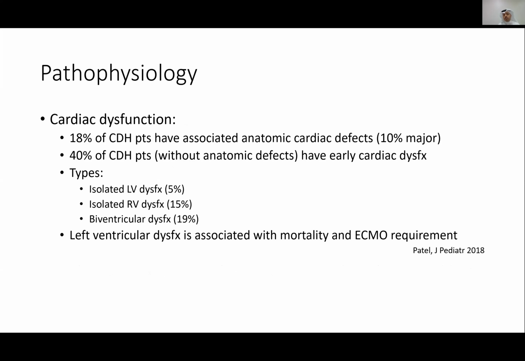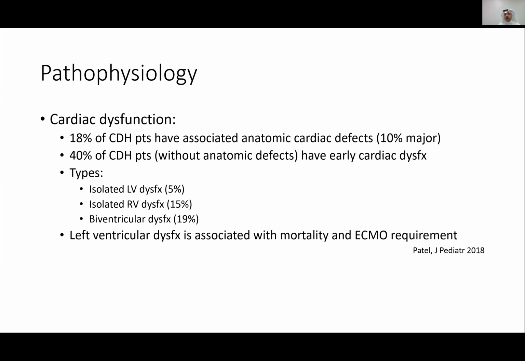So in addition to pulmonary hypoplasia and pulmonary hypertension, there's also cardiac dysfunction that can happen in patients with CDH. 18% of those patients have cardiac defects. The minority of them have major defects. But among those who have no anatomic defects, 40% of CDH patients actually have cardiac dysfunction. That cardiac dysfunction could be isolated left, isolated right, or biventricular.